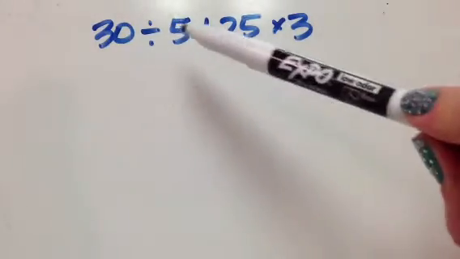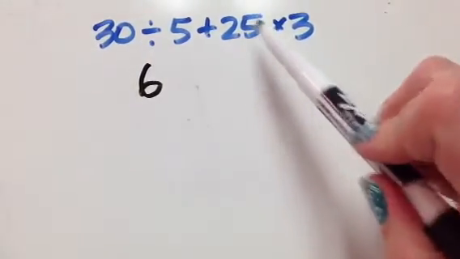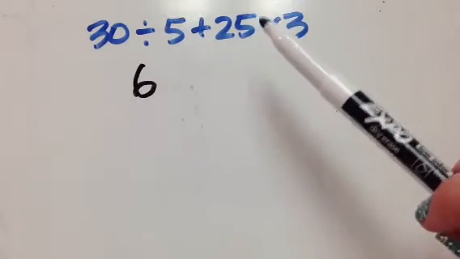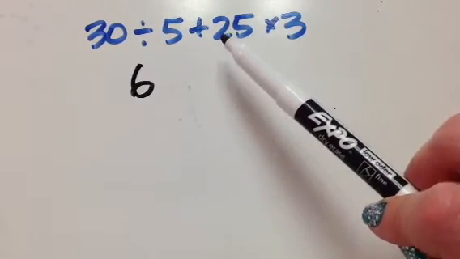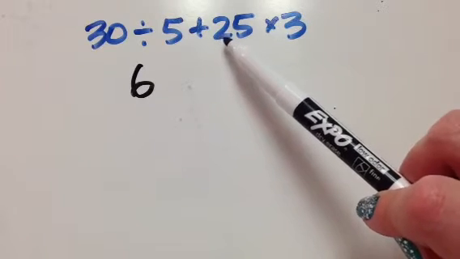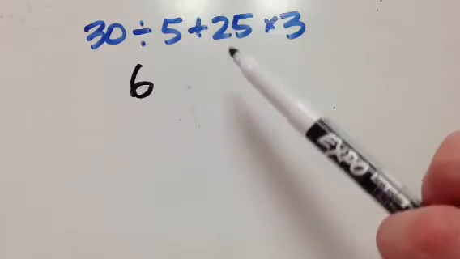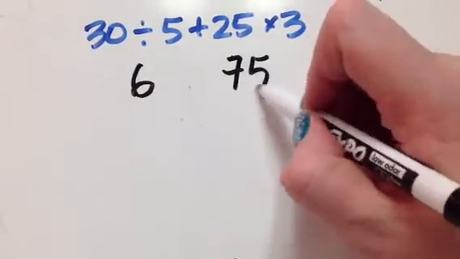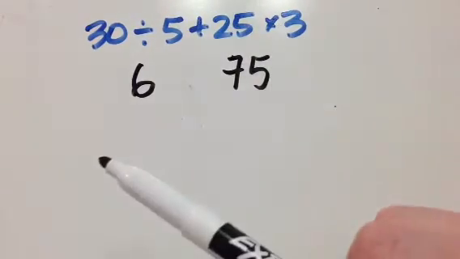So 30 divided by 5 will give me 6. And 25 times 3, oh gosh, I don't really know my 25s, but if you think about this, you really do know your 25s if you know money. If I have 25 cents, which is a quarter, and I have 3 quarters, how much do I have? Oh, that's easy, I have 75 cents. So if you think about it as money, you can tell really easily that 25 times 3 is 75.